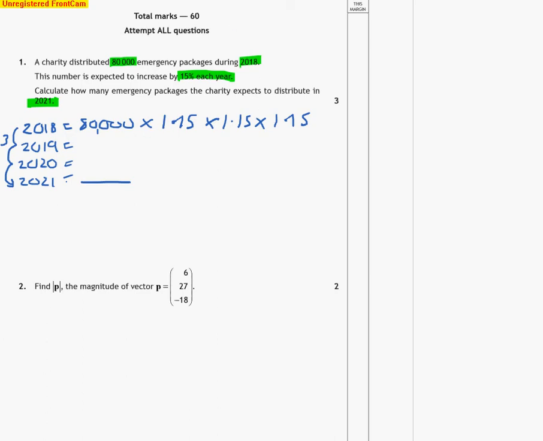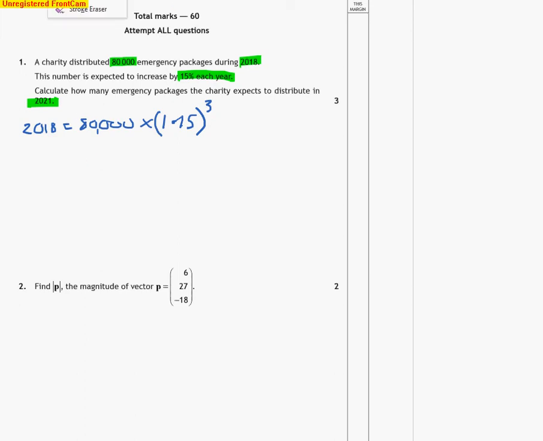So the other way to write that would be to put in a bracket and give it a cube sign. That is going to give us the 2021 answer. If you sometimes forget this, you could just work out each year. You could do that, that's absolutely fine, but it's probably better to try and remember this method.